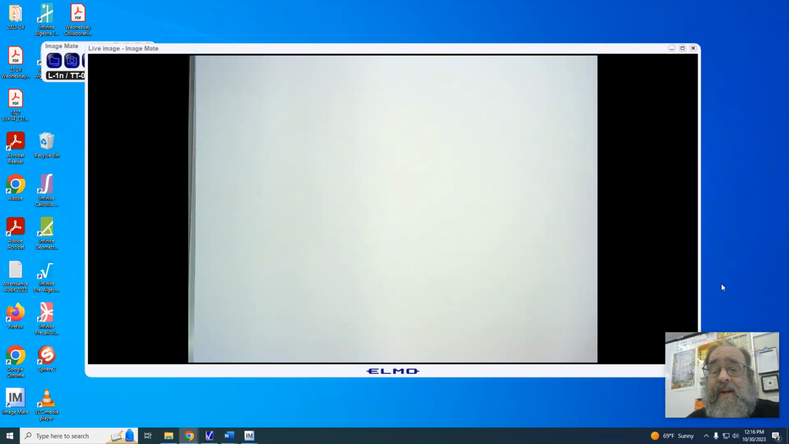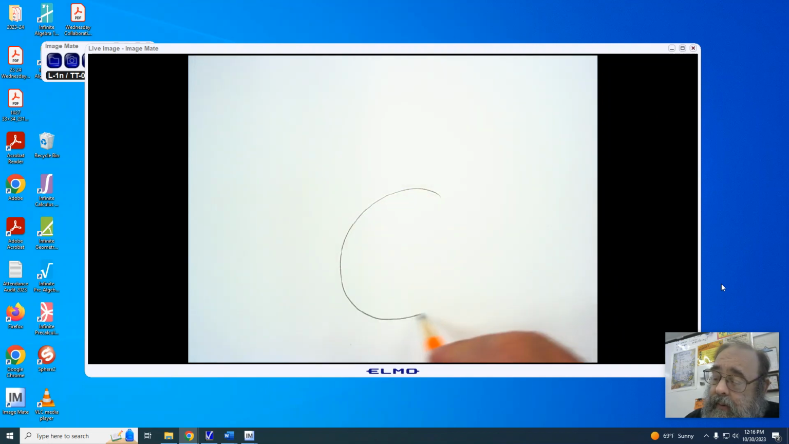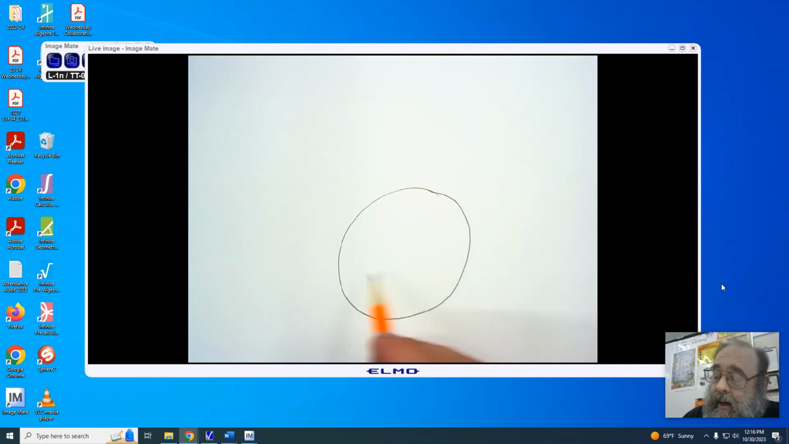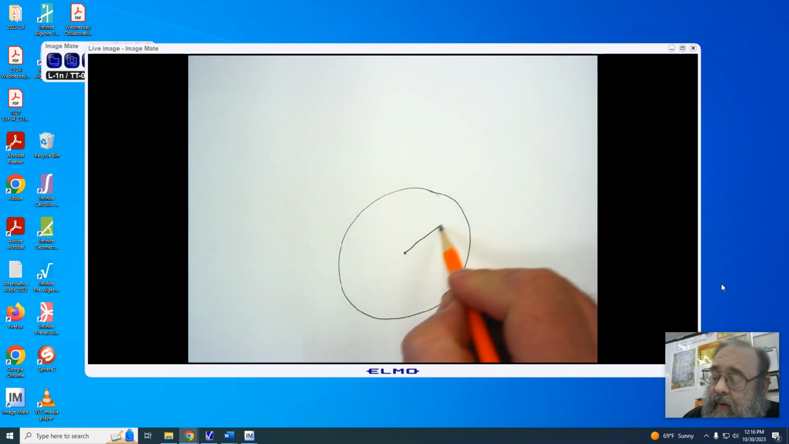Today we're going to be discussing a radian. What is a radian? What I'd like to do is take a look at a circle. And this circle, we're going to say, has a radius of length 1.